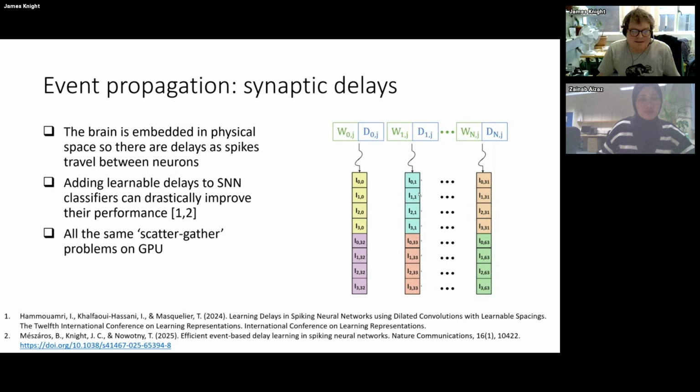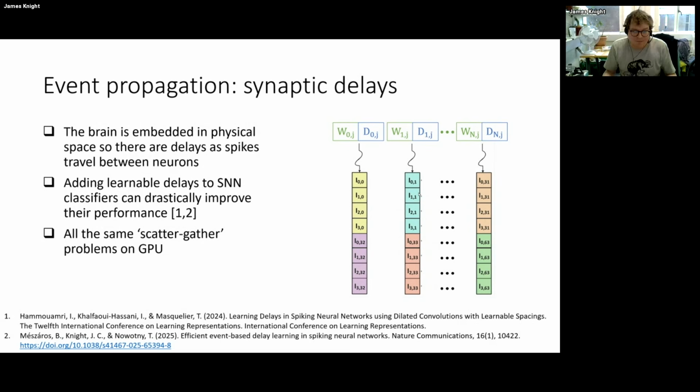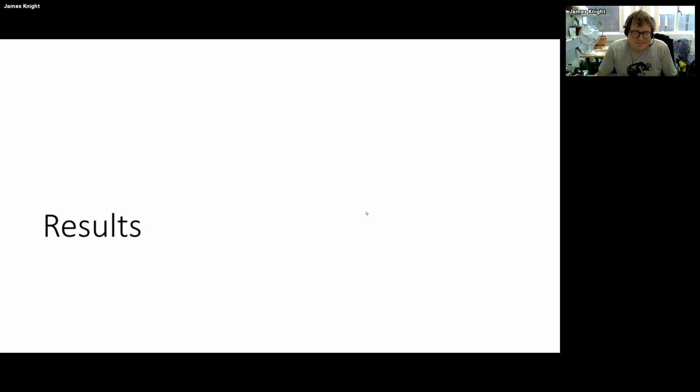Because the brain is embedded in physical space, there are delays as spikes travel between neurons, and it's been shown that adding these delays to spiking neural networks can really improve their performance. And this is basically the same problem as the sparse connectivity. We just distribute these delayed versions of the output through the lane local memory, and again, it just turns into a perfectly non-contested write to all these memories from each lane.